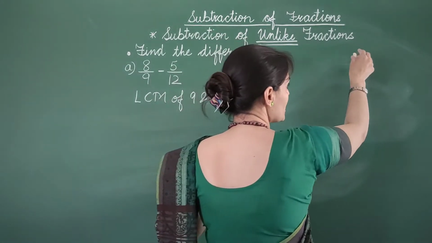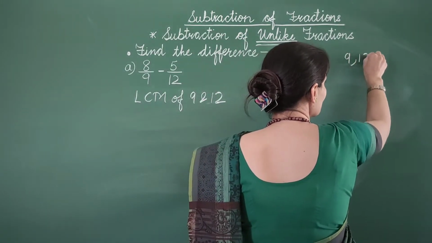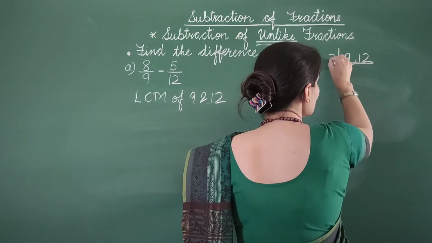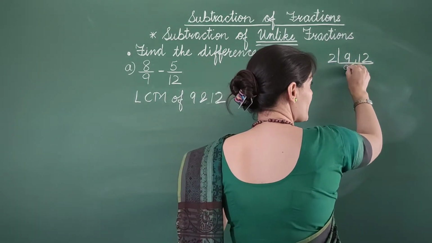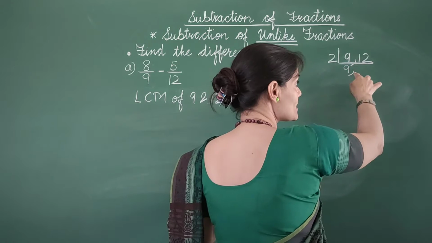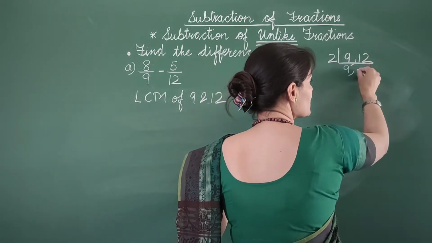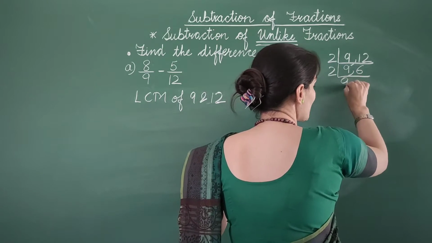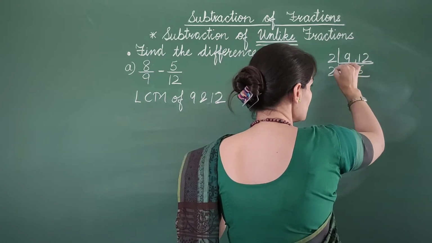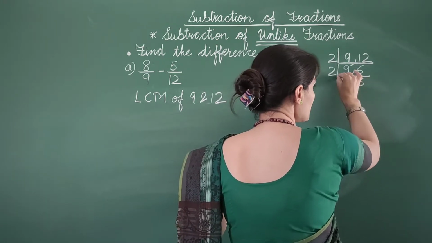Let's do the calculations on that side. I write here 9 and 12. We first divide by 2. Now 9 is not divisible by 2, so it will be written as it is. 12 divided by 2 gives us 6. I again divide by 2. 9 will be written as it is. 6 divided by 2 gives us 3.